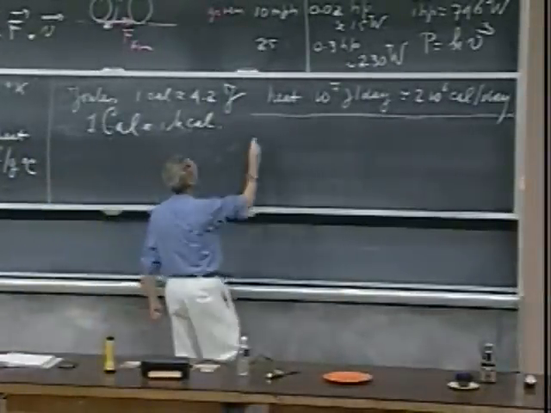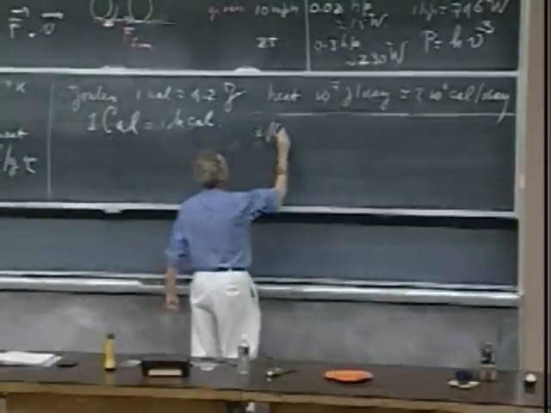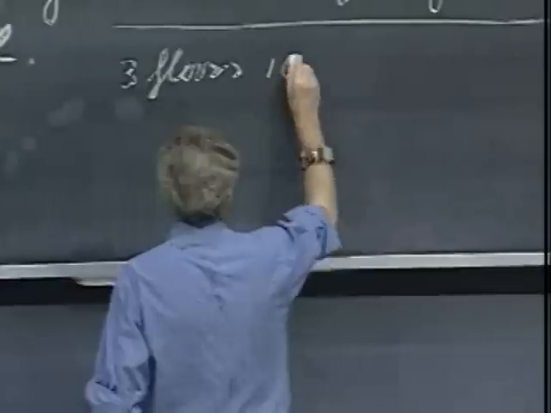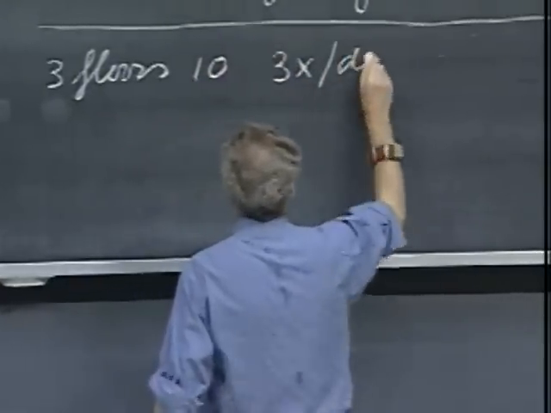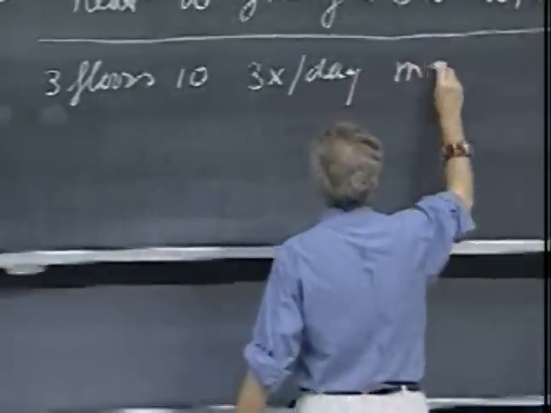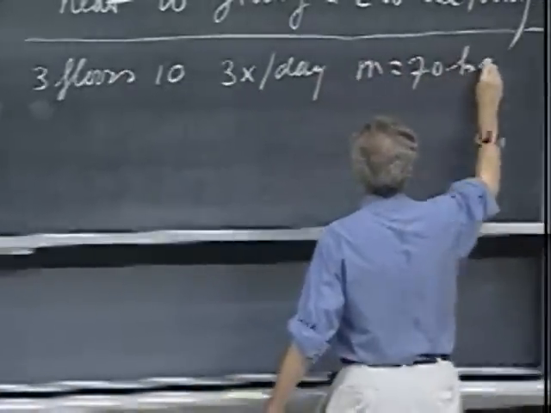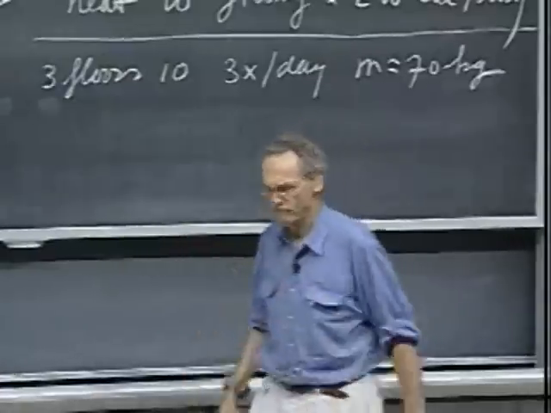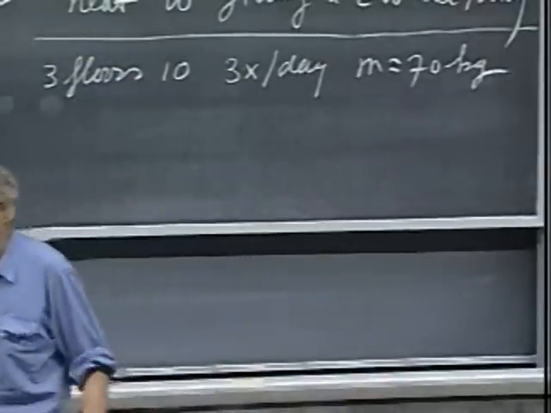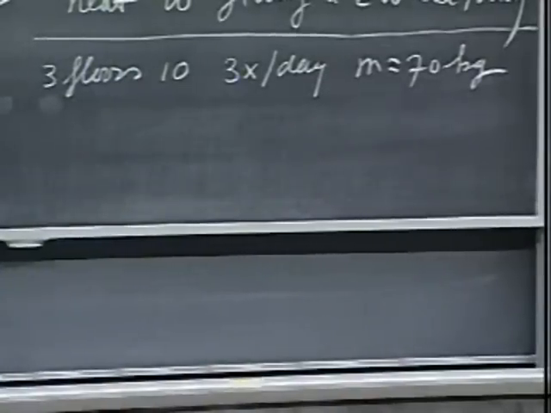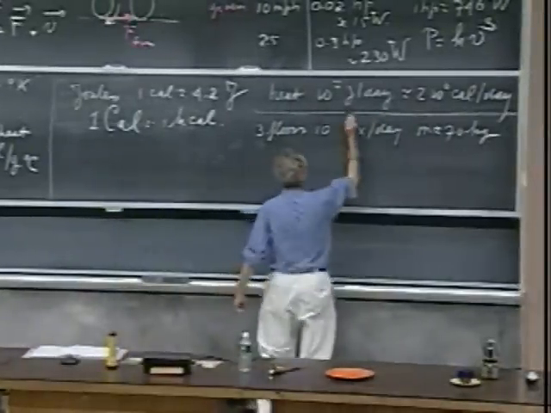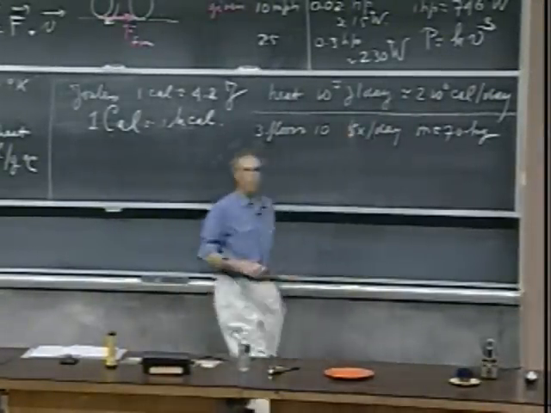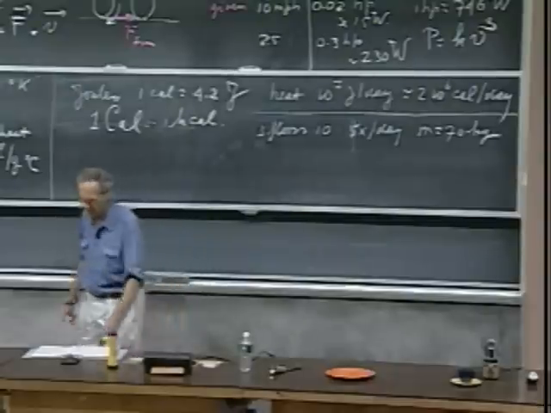Suppose we go up 3 floors. We walk up 3 floors, which is about 10 meters high. And let's say we do that 3 times per day. And let's give you a mass of about 70 kilograms. It's about my mass. How much work do I do when I do that 3 times? Oh, let me do it 5 times per day. Boy, I really go out of my way. 5 times per day I go 3 floors up.